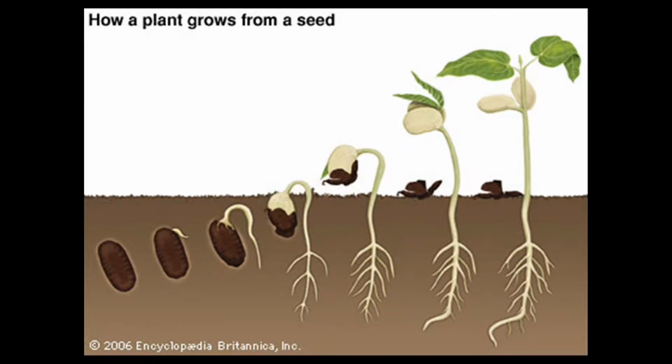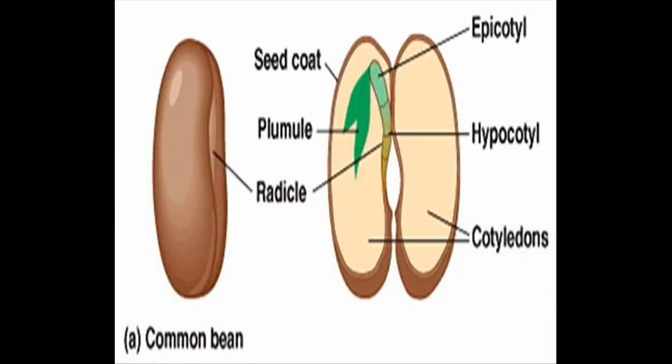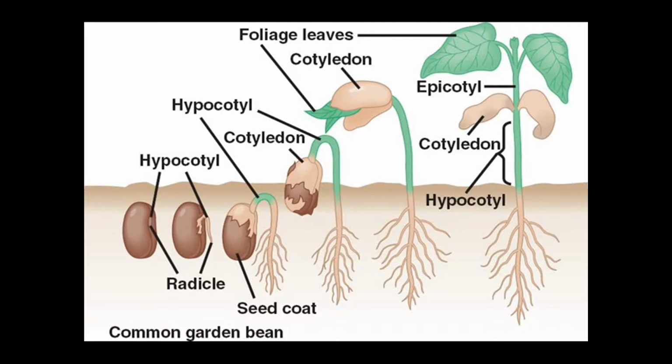Seed germination process. The seed contains an immature plant, called an embryo, that resembles an adult plant, complete with leaves and a root. The seed's leaves are called the cotyledons. Seeds that contain one embryonic leaf are known as monocotyledons, or monocots. Seeds with two embryonic leaves are termed dicotyledons, or dicots.